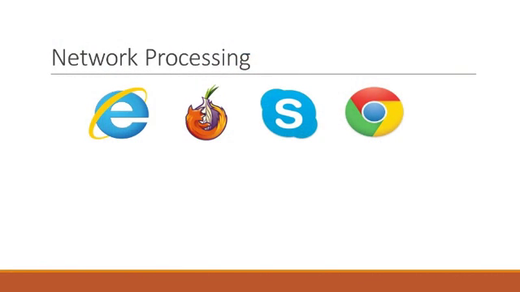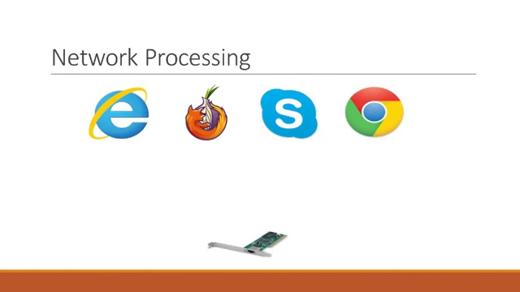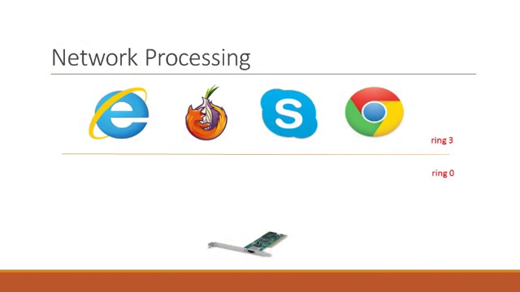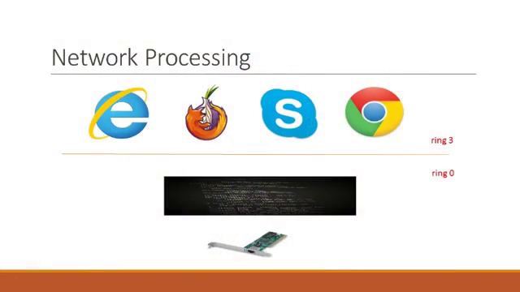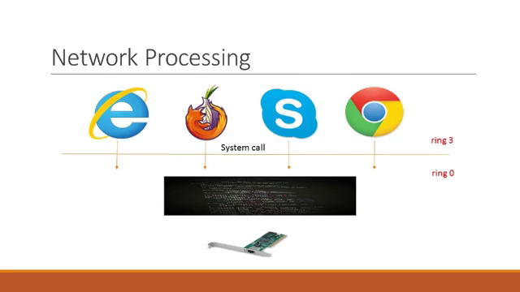So often we run several applications on our machine. All these applications share the same system resources. For example, they share the same network device, but since these applications are untrusted, we run them in lower privilege mode, and we put a piece of software in higher privilege mode which directly talks to the device and shares this device with these applications.